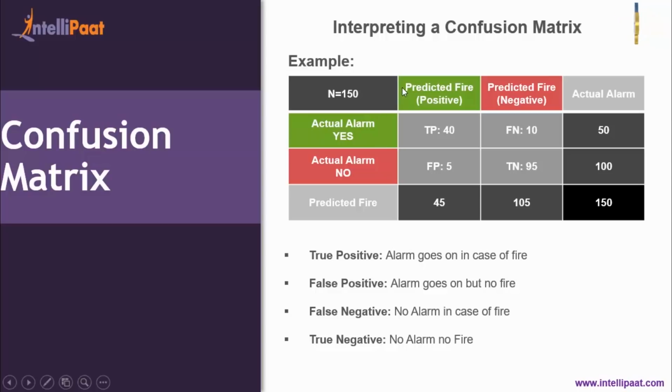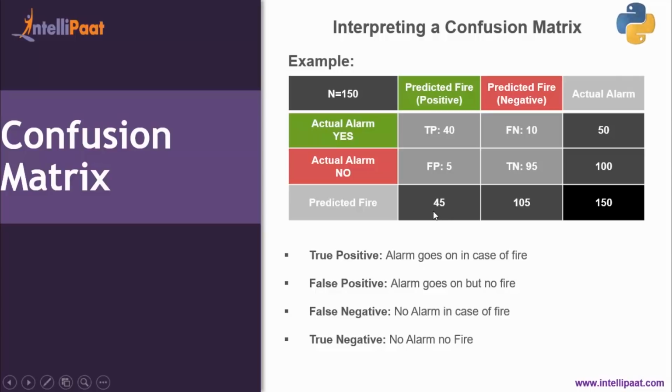So actual alarm and predicted fire. Total true positive events we have 40 and total false negative events we have 10. So from here you can say that the total number of times the alarm rang was 40 plus 10, that is 50. Here we have false positive events as 5 and true negative events as 95. So the total number of times the alarm did not ring was 5 plus 95, that is 100.